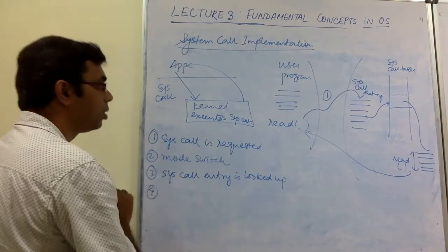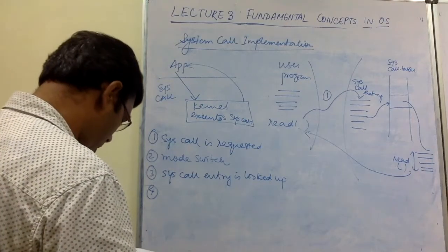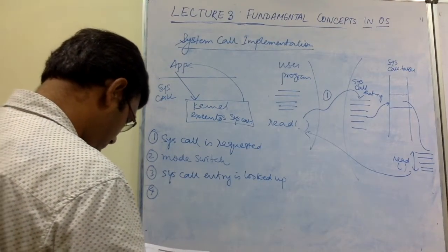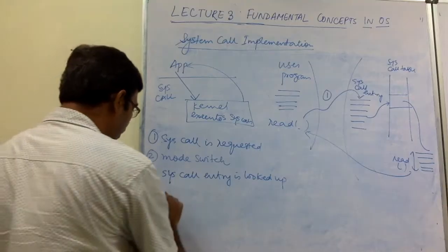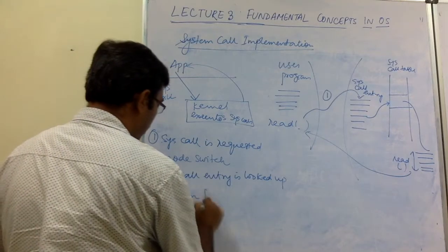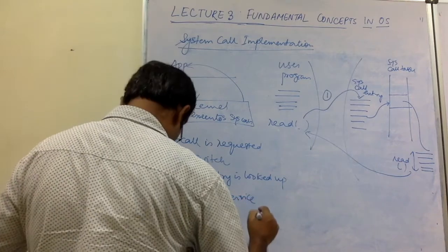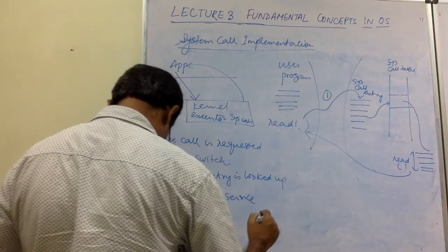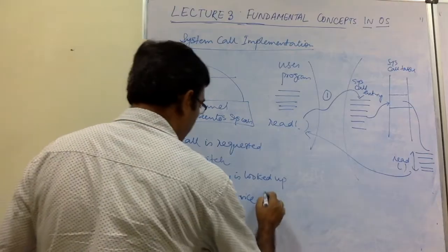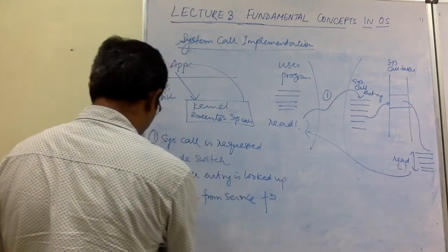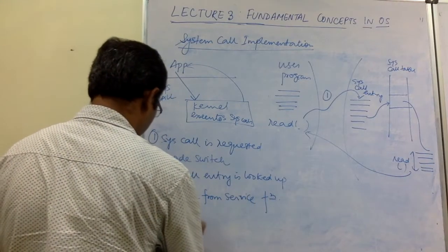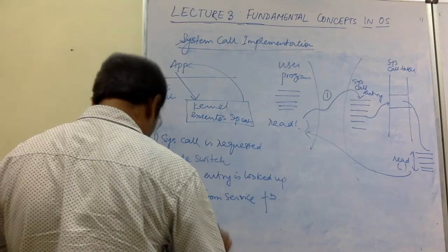So the fourth one is where we have return from the service function. Fifth is return from syscall.